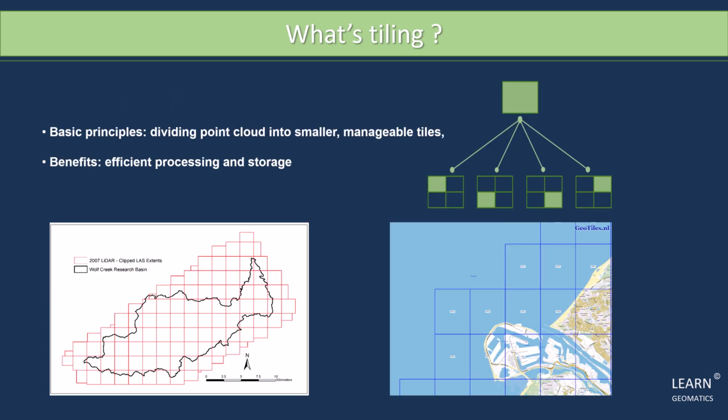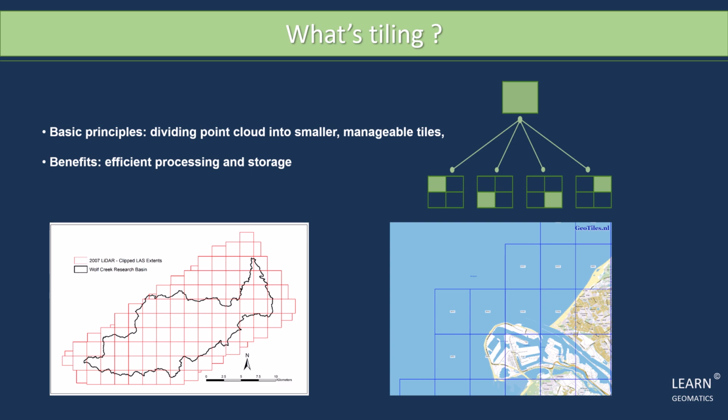To begin with, let me define what 3D point cloud tiling is. 3D point cloud tiling is the process of dividing a large point cloud into smaller, more manageable tiles. This is done to make the processing and storage of the point cloud more efficient. The basic principle behind 3D point cloud tiling is to divide the point cloud into tiles that can be processed and stored separately. The basic idea is to divide a point cloud into smaller chunks or tiles, each of which contains a subset of the original points.